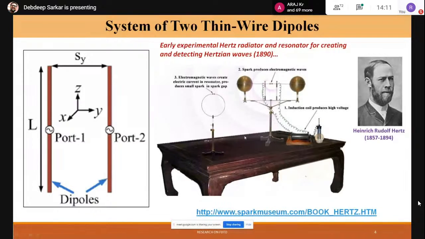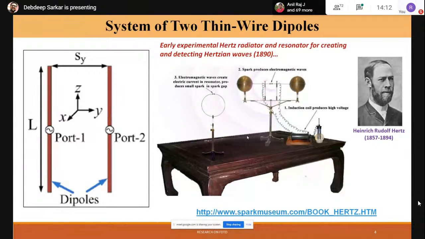So you can see that the early spark gap experiment, if you think carefully, is basically a system of the Hertz radiator and the resonator, which were used for creating and detecting Hertzian waves. You can think of it as a two dipole situation. Again, it was not a sinusoidal wave propagation that was noticed at that time.